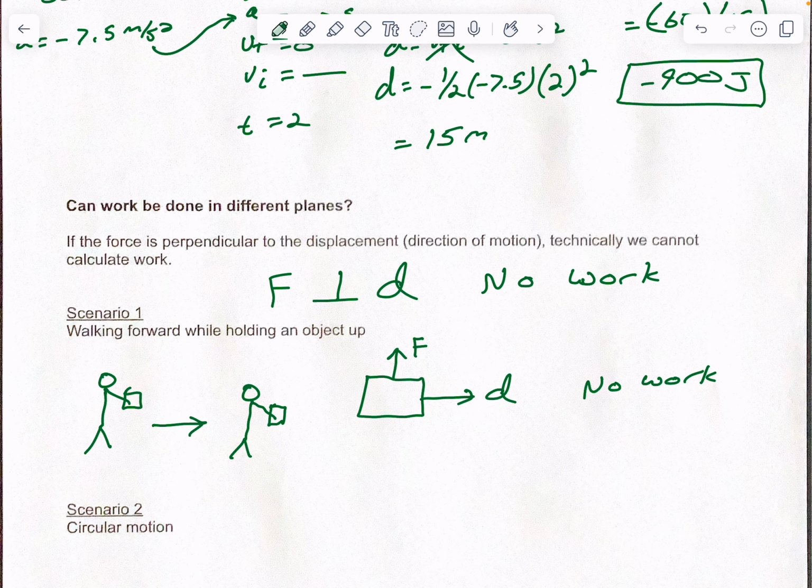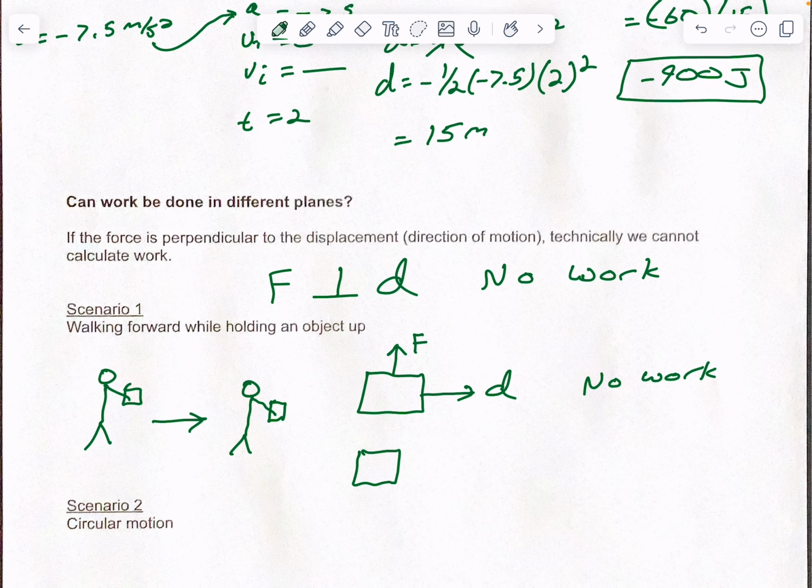Now, let's say Bob picked that box up from the ground. So let's take the same box before he's holding it. Let's say he picked it up, so his force is this way, and his distance would be going up as well. See how they're in the same plane? So that would definitely be work. Bob picking up the box would be work, but once he starts carrying it and walking in a different direction, work is no longer happening.